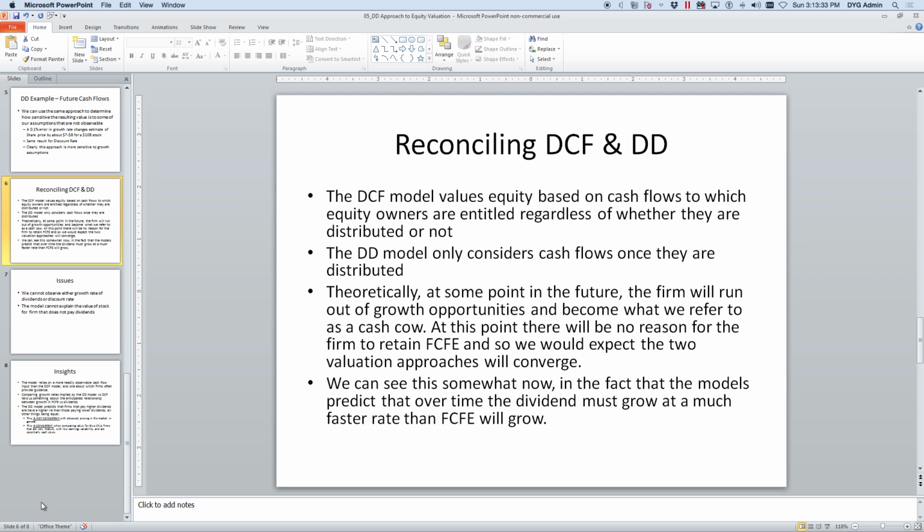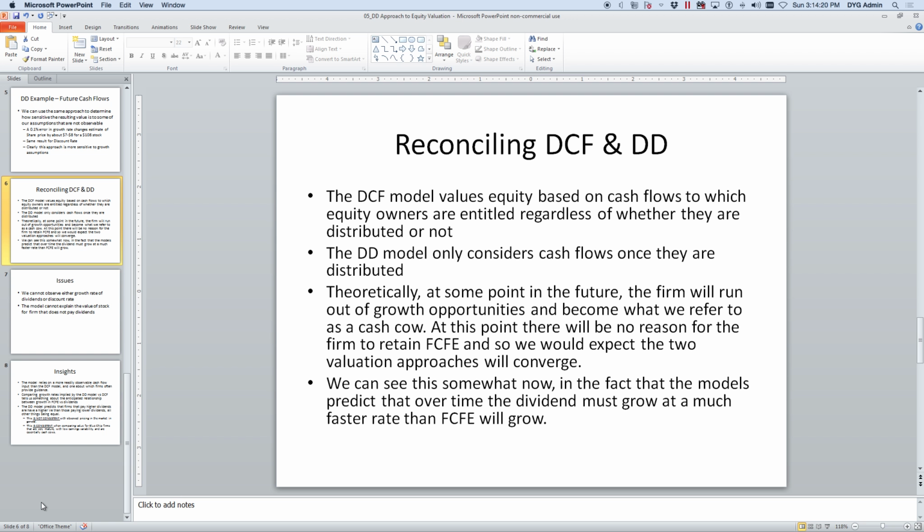So you've got two different approaches to valuing right now, the discounted cash flow and the dividend discount. And somehow we have to wrap our head around why they both make sense, or do they both make sense? Remember that the discounted cash flow model values equity based on the cash flows to which the equity owners are entitled, regardless of whether it's distributed to them or not. The thought would be that eventually those will be distributed. But either way, they are entitled to them, so it's sort of a clean approach. The dividend discount model only considers the cash flows once they're distributed.